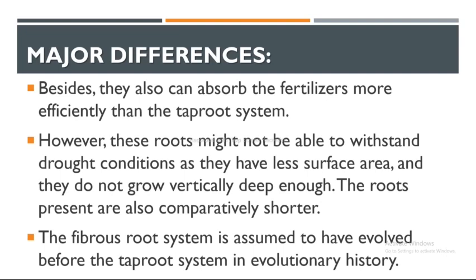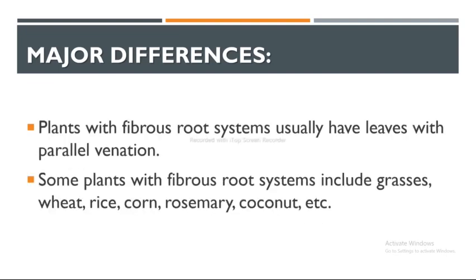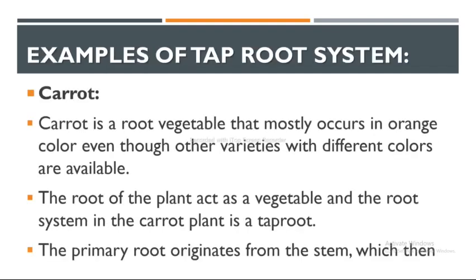The fibrous root system is assumed to have evolved before the taproot system in evolutionary history. So plants with a fibrous root system usually have leaves with parallel venation. Some plants with a fibrous root system include the grasses, wheat, rice, corn, rosemary, and coconut, etc. So next I'm going to discuss the examples of the taproot system.